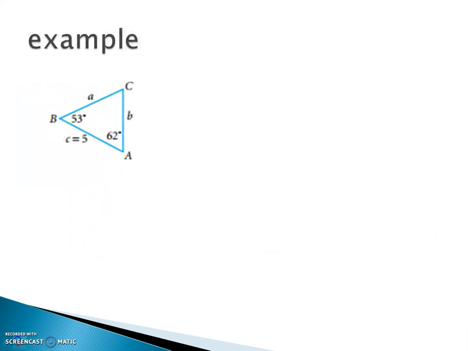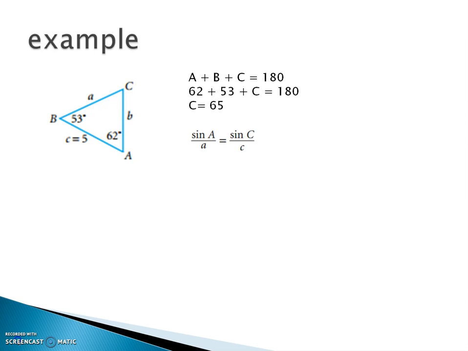In our example, we are given that angle A measures 62 degrees, angle B equals 53 degrees, and side c equals 5 units. We can use the fact that the angles of a triangle add up to 180 degrees to help us find the measure of the missing angle. We find that angle C equals 65 degrees. Next, we use the law of sines to find the missing side lengths. Sine of A over a equals sine of C over c.